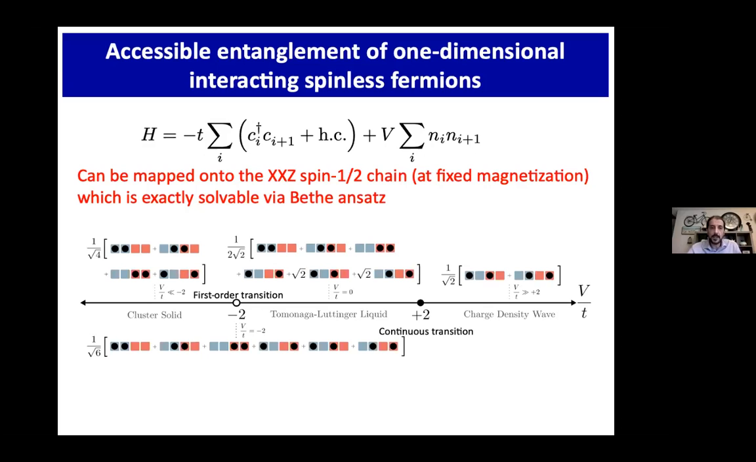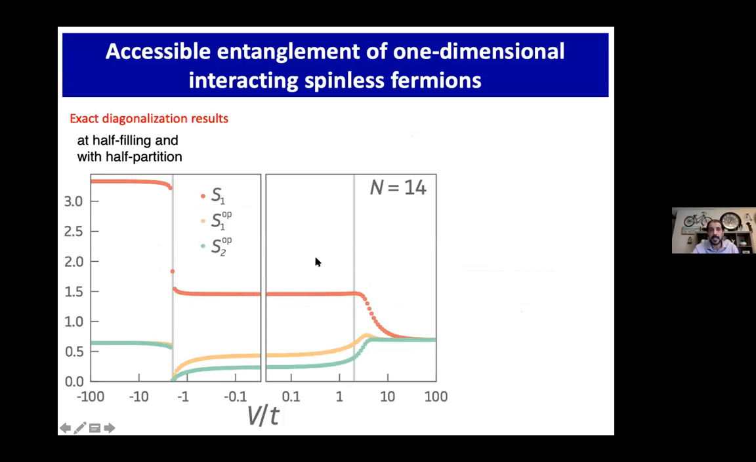Now, what we want to look at is the accessible entanglement and the total entanglement in the system as we move from the negative infinite interaction to a positive infinite interaction, and what happens across the two first order phase transitions and the continuous transition in the middle. So a general result that we obtained through exact diagonalization of the model, at half filling with half partition, is that we calculate the total von Neumann entanglement entropy, S1, and also the accessible entanglement.